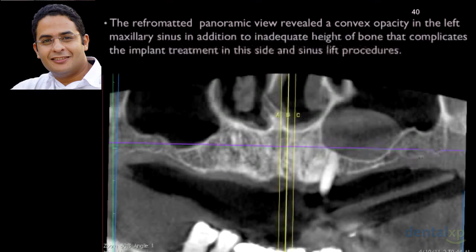By taking a cone beam scan and doing a reformatted panoramic view, we see here a convex opacity in the left maxillary sinus and inadequate height of bone here, which complicates the implant treatment because we could do a sinus lift. She refuses it, and even if you want to do it, this probable cyst full of fluid would complicate the procedure. And we see here the connection between these two and the sinus.